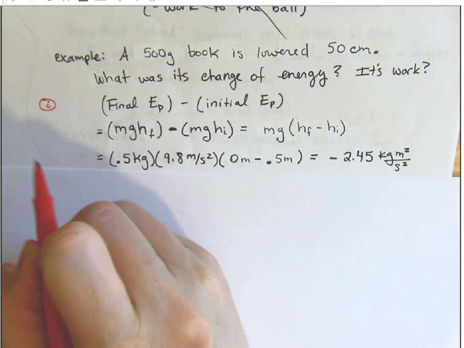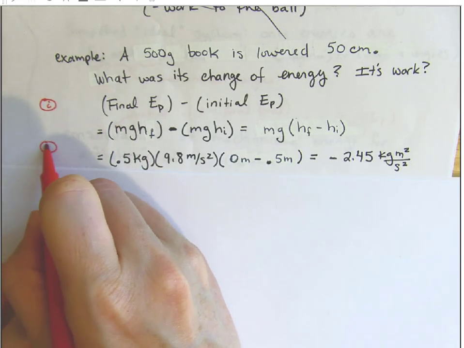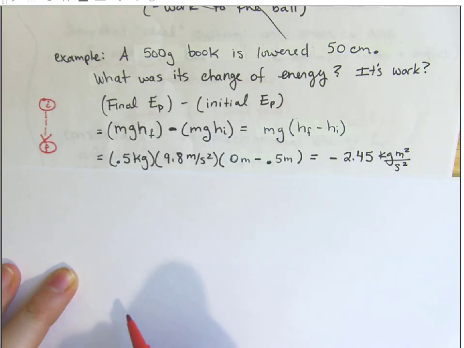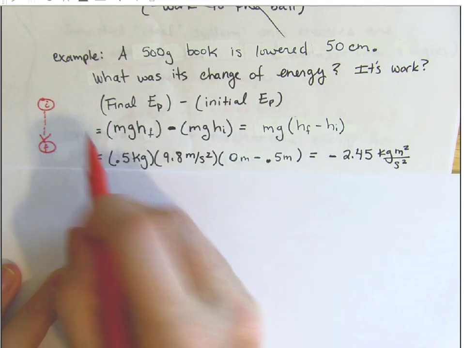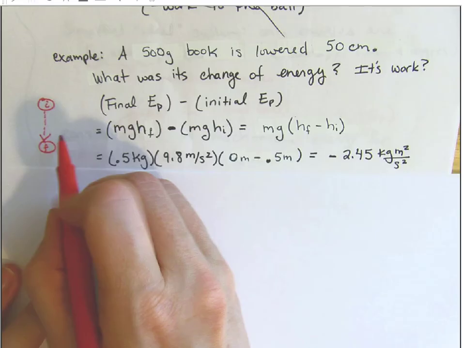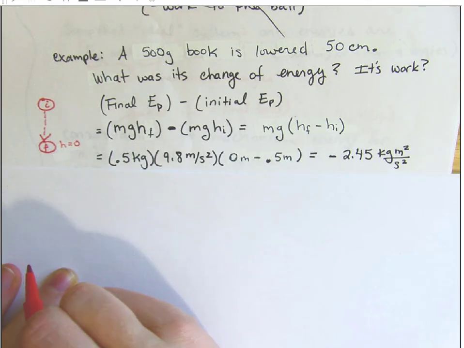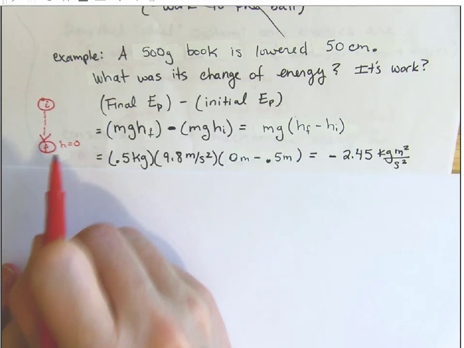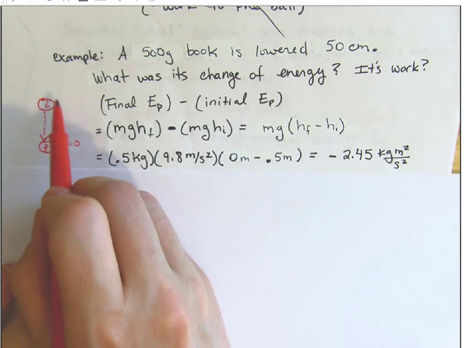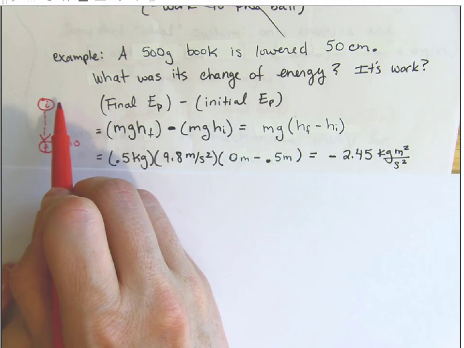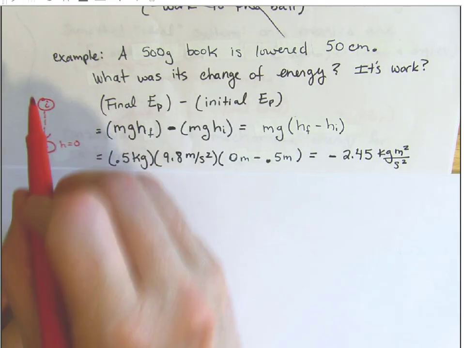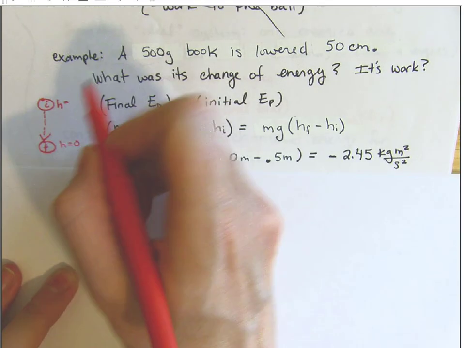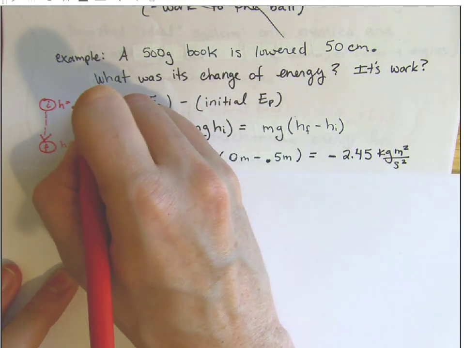My initial position was higher, and my final position was lower, and it had gone downwards. But where is my y equals 0? So I'm going to say here that my height is equal to 0. And really, you could pick whatever you wanted. Your height could be whatever you want here. But whatever it is up here, it has to be 50 centimeters more. So since my height was 0 here, my height here has to be 50 centimeters, which is also 0.5 meters.